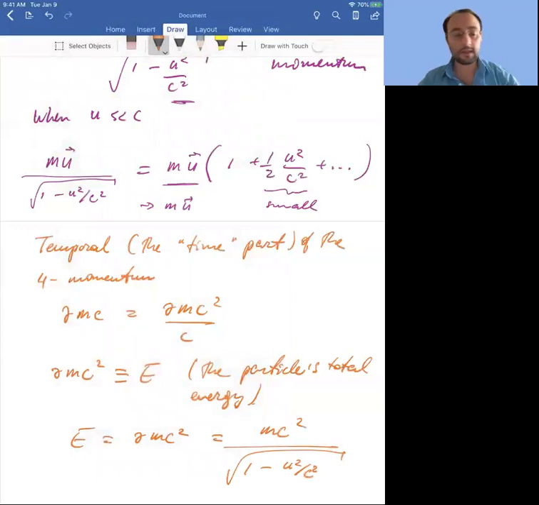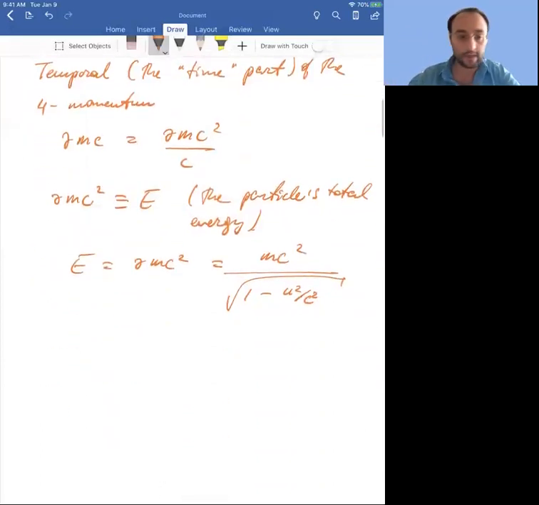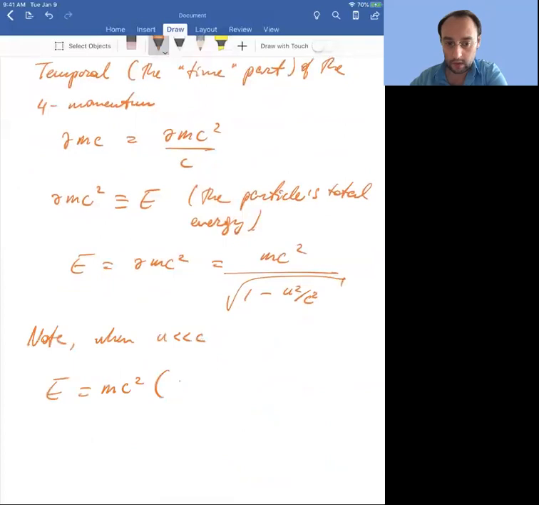Again, this is just the definition. You might say, well, you can call it whatever you want. Why did you call it energy? And we will justify it, but we can begin to justify it by examining what this quantity does at low velocities. So note, when u is much, much less than c, that is, u over c is much, much less than 1, this energy becomes, again with a Taylor expansion, mc squared times 1 plus 1/2 u squared over c squared plus dot, dot, dot.